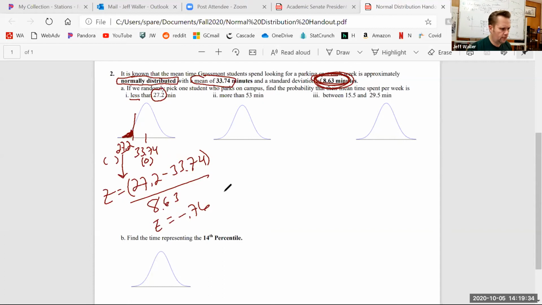Is that what you get? Anybody else got that same thing? I did. Okay. So now it becomes a problem where I just look at that z-score and get the answer and I'm done. So if I change that to a z-score, I can then look that up on the chart because I know it's normal. I can get the answer and I'm done because that's the area it wants. It wants the area below.